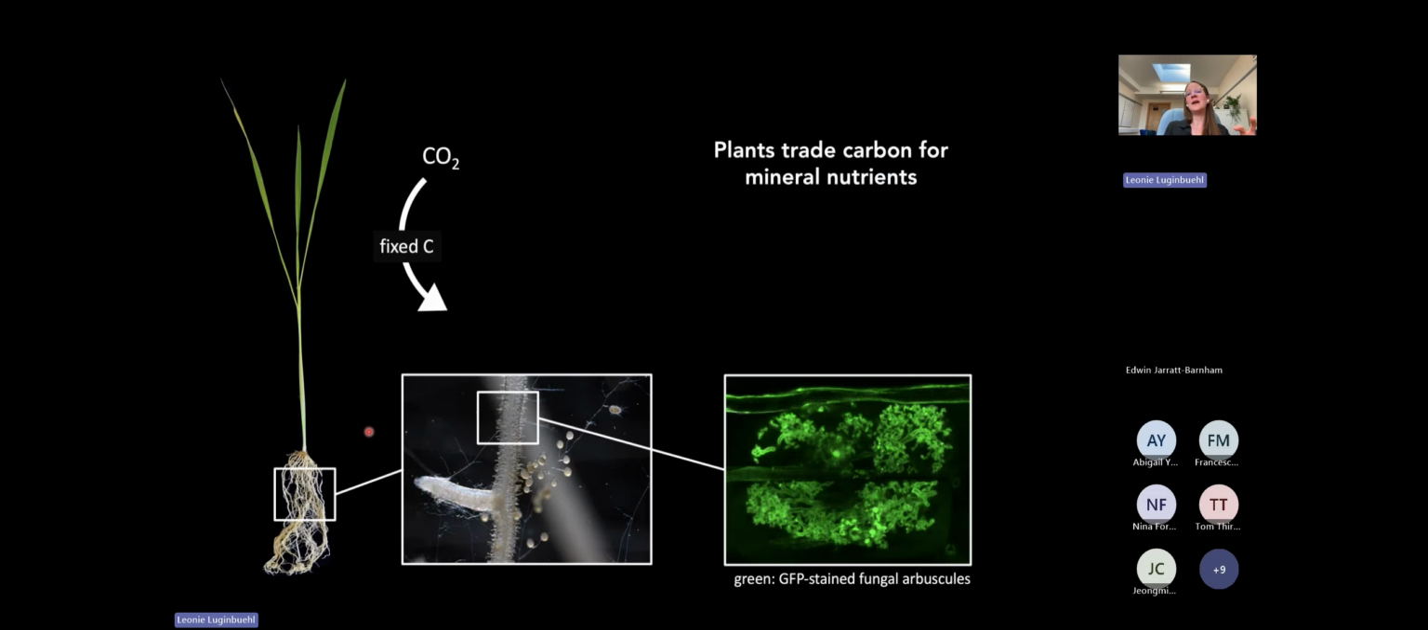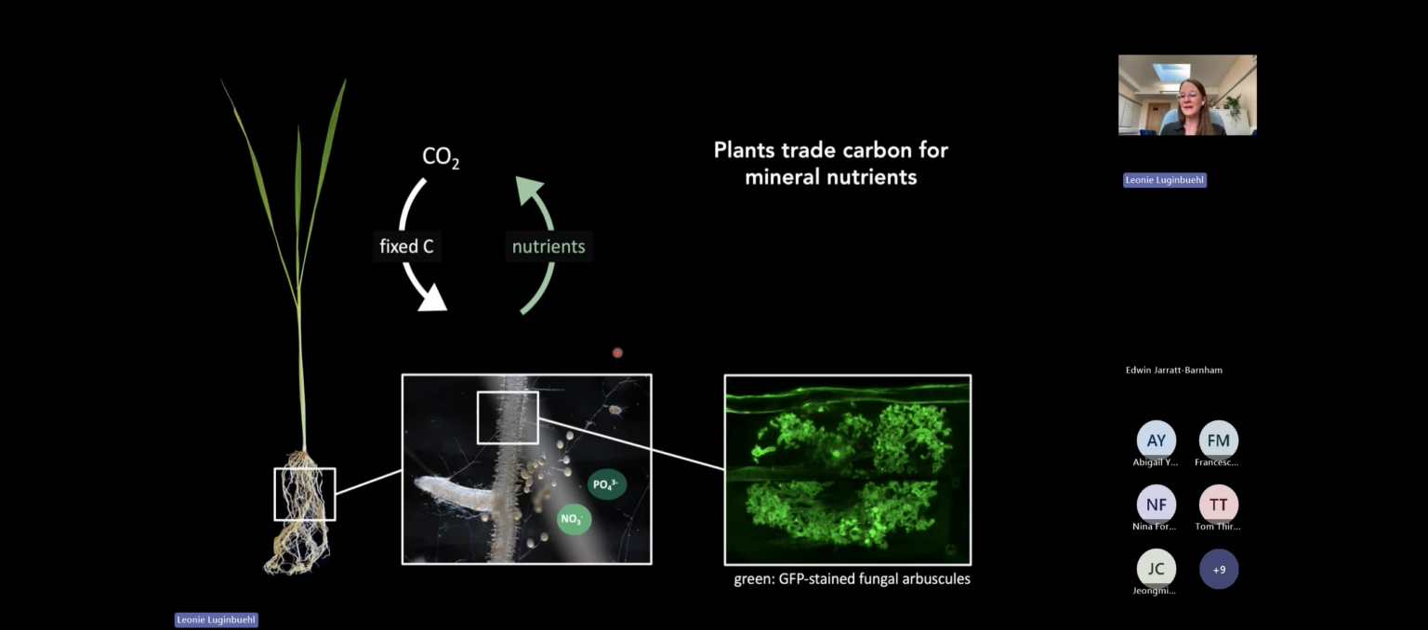Now, the reason why these plants provide so much carbon to these fungi is because they in fact trade the carbon for mineral nutrients. So the fungus is able to take up mineral nutrients from the soil much more efficiently than the plant root would be. These fungi have access to phosphate and organic nitrogen that they can transport from the soil to the roots and then release into the root cells, in cells that contain these arbuscules. And that drastically improves nutrient uptake.